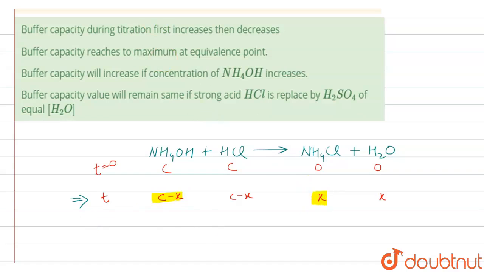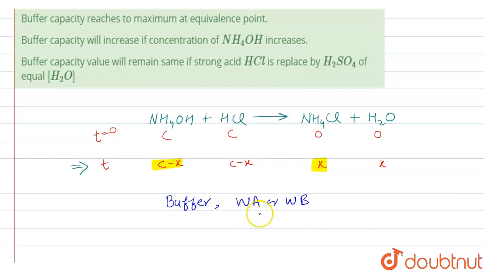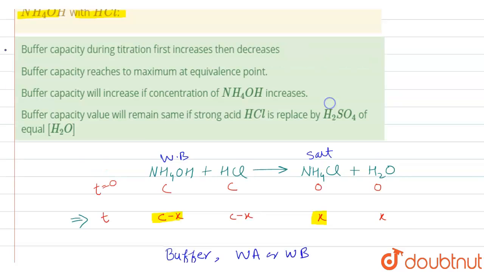So for the buffer, we can say that we require a weak acid or weak base. Along with it, we will require its salt. Alright, so here we have the weak base, this is a weak base, and here we have a salt of it. Alright, so option A is saying that buffer capacity during titration first increases then decreases.